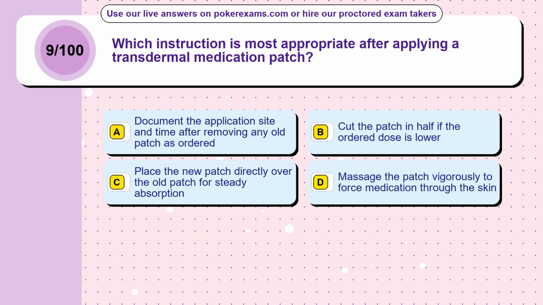Question 9. Which instruction is most appropriate after applying a transdermal medication patch? Option A. Document the application site and time after removing any old patches ordered. Option B. Cut the patch in half if the ordered dose is lower. Option C. Place the new patch directly over the old patch for steady absorption. Option D. Massage the patch vigorously to force medication through the skin.